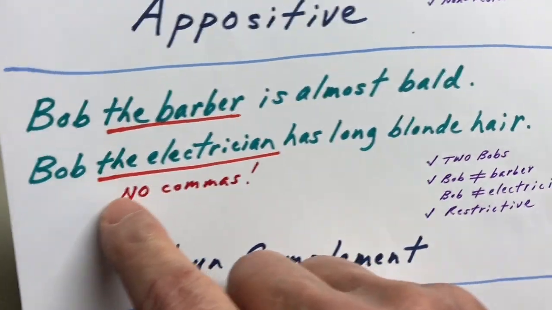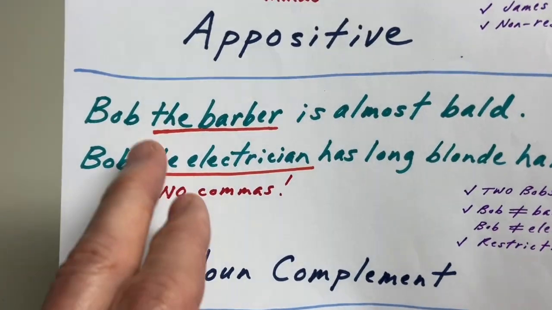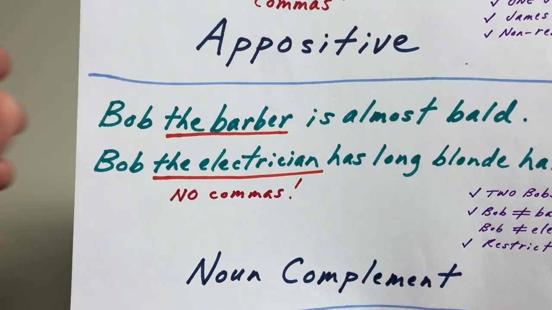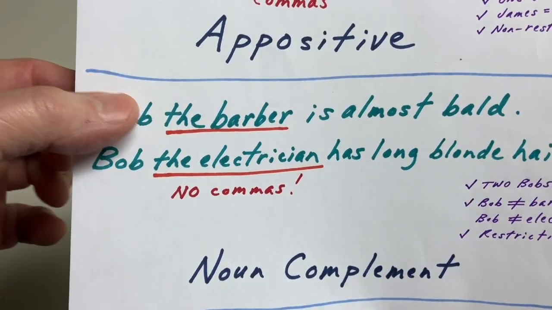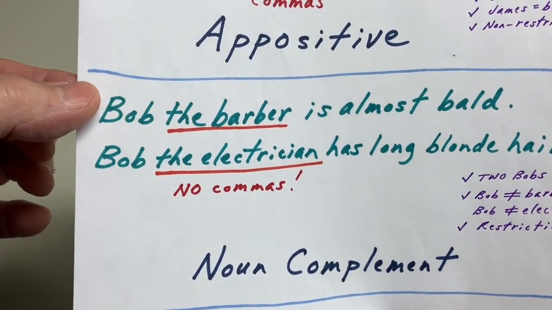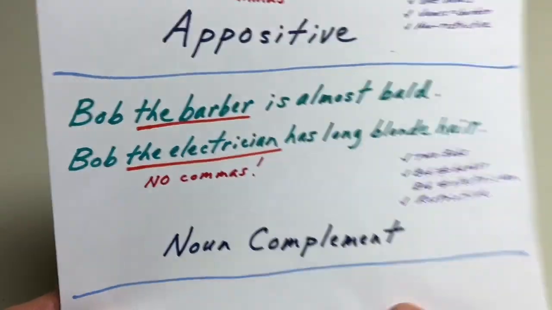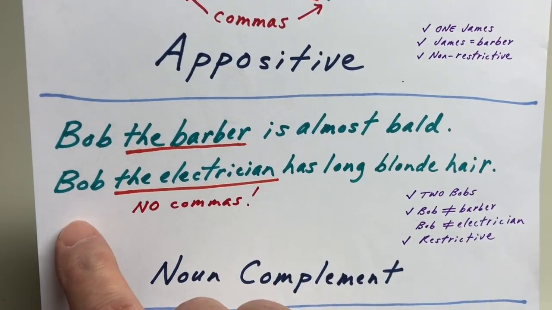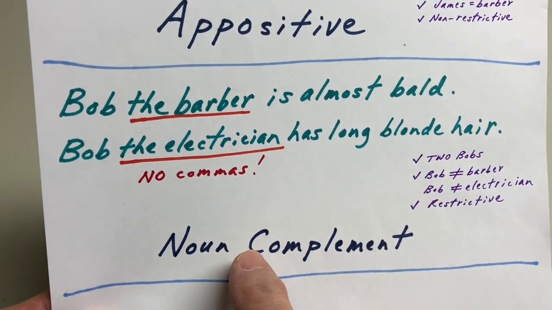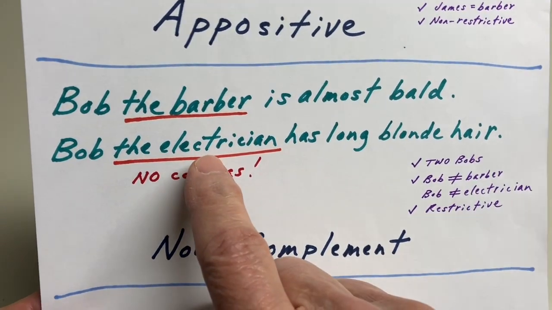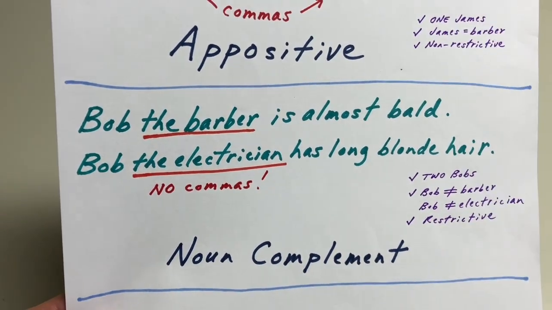Now you see there's no commas in these sentences here. So we see then clearly that this is a noun complement. We're distinguishing this concrete Bob, this real Bob, who's a barber, from Bob the electrician. He's a whole different separate person. So you see we're comparing two concrete human beings here, and we're using noun complements, but we're showing how important that noun complement is to distinguish the two, right?